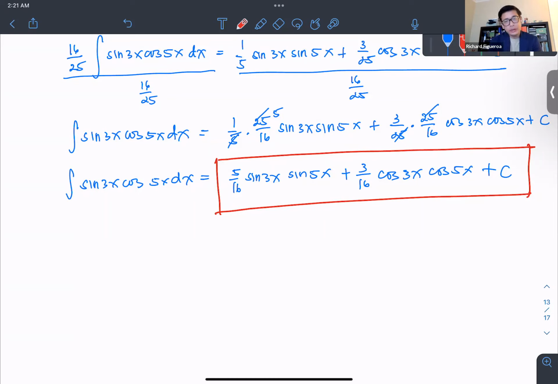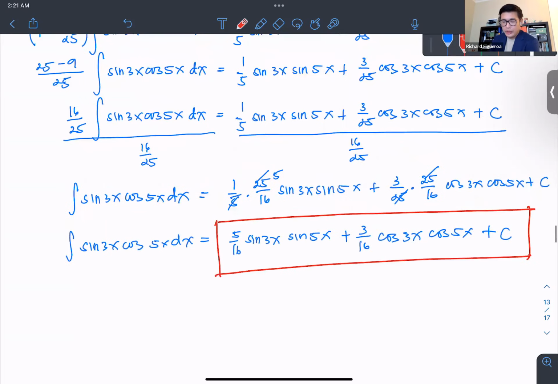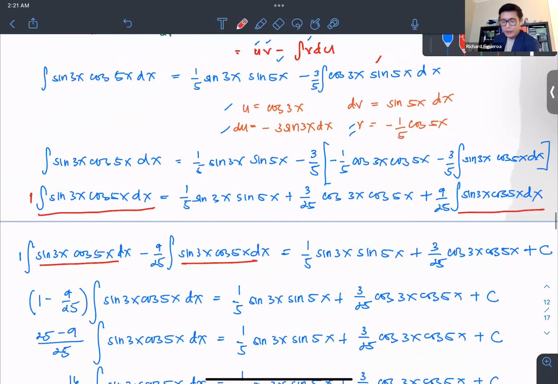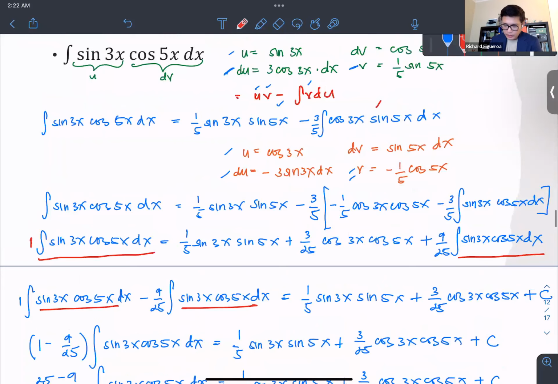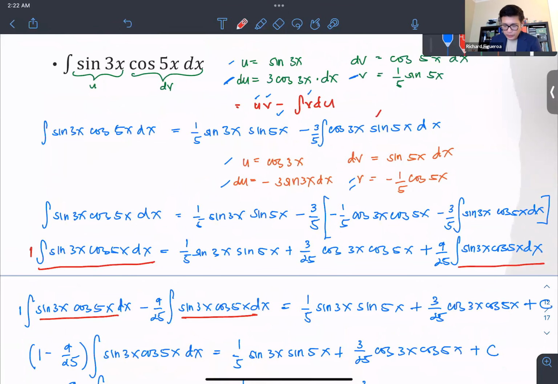Okay, so that's how we do transposition if the integral part of the integration by parts, or the v du part of the integration by parts, recurs, or it repeats similar to that of the format of the original integrand.